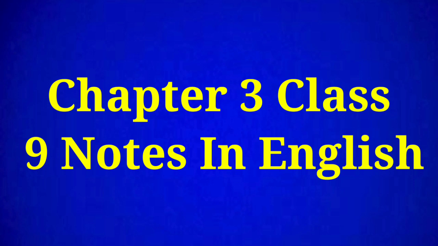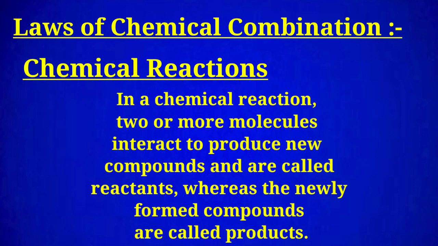We will discuss chapter 3, class 9, chemistry notes in English. Law of chemical combination, chemical reactions. In a chemical reaction, two or more molecules interact to produce new compounds. The original substances are called reactants, whereas the newly formed compounds are called products.